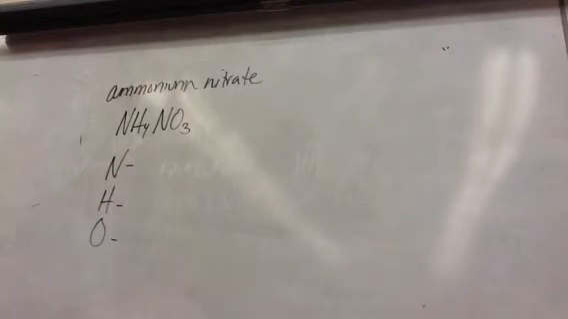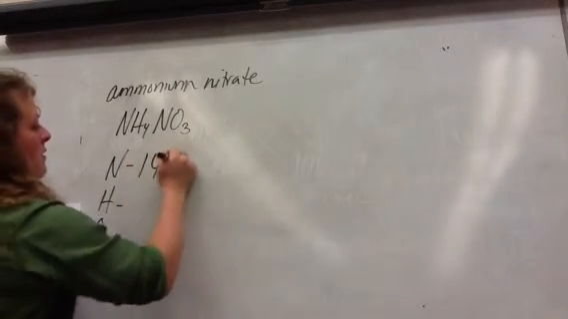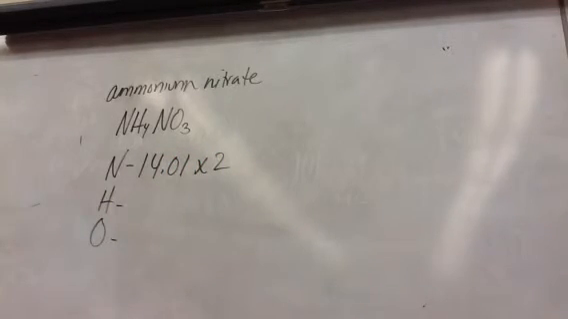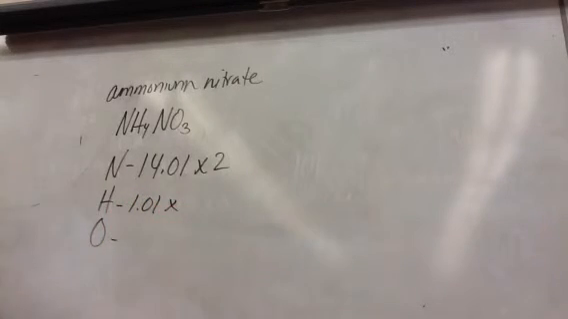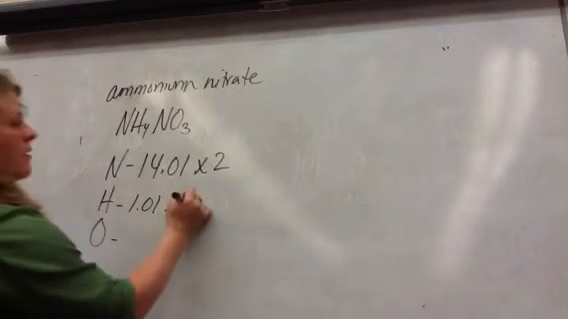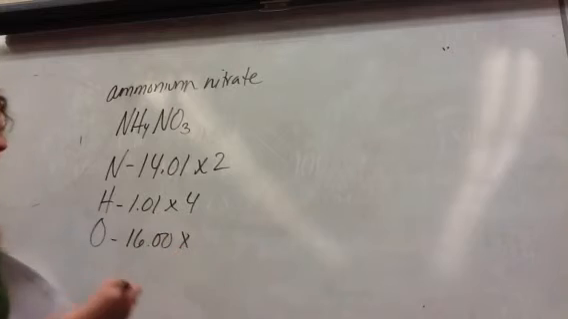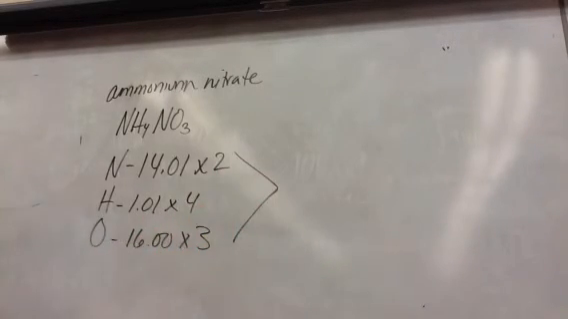What's the mass of nitrogen? 14.01. Check your rounding. And we have 2 nitrogens. Okay, hydrogen. 1.01. How many hydrogens do we have? 4. Oxygen. 16.00. And we've got how many? 3. Okay, add them up.